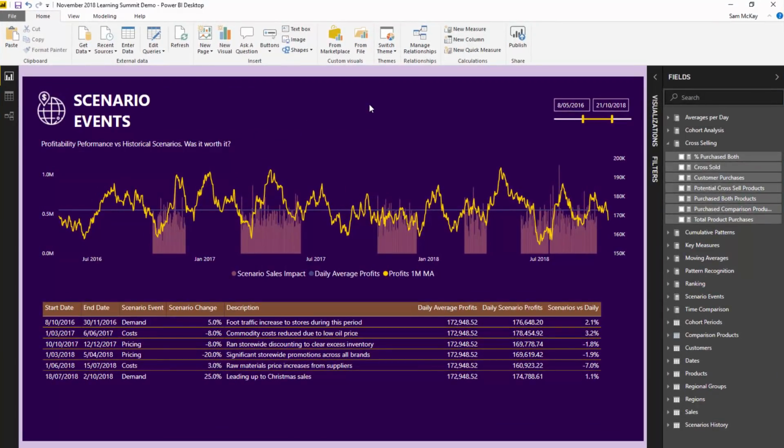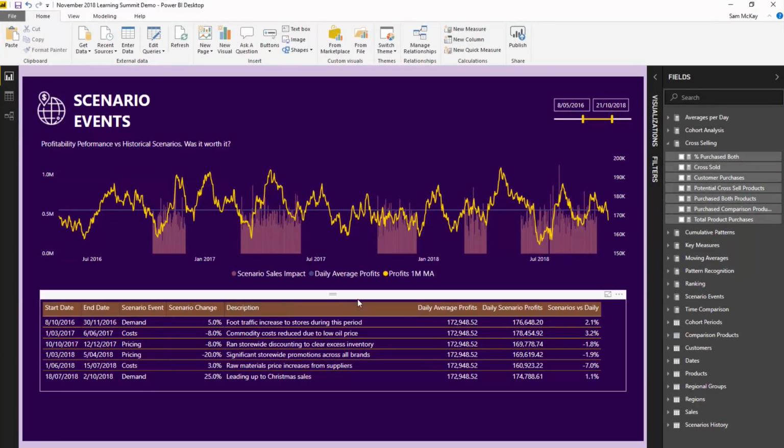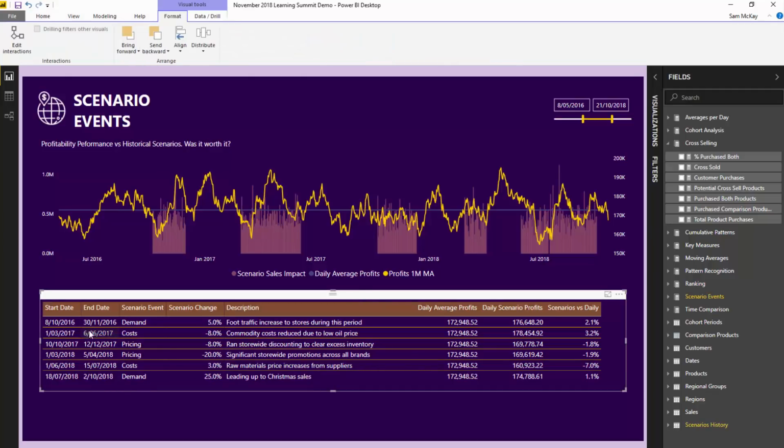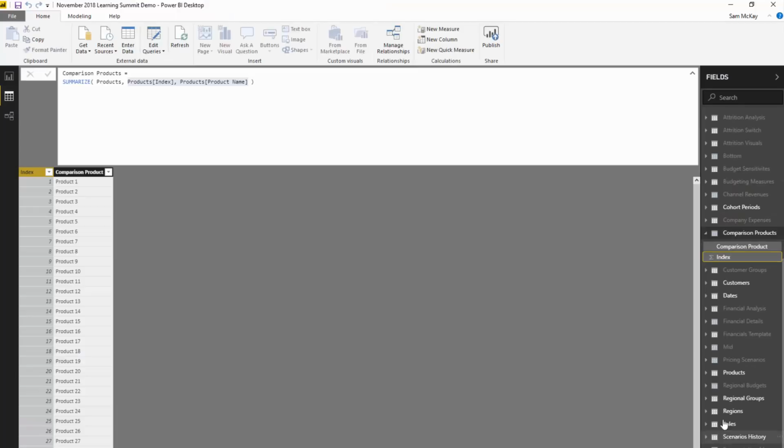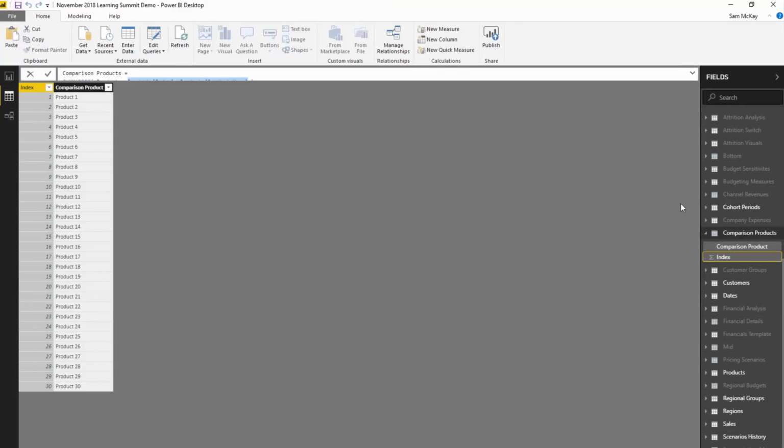Basically, what scenario events are is we want to track events through time. Okay, so I'm just going to jump to the table. I'm going to show you what I mean by this. This is the resource that I'm going through. This is what we'll be going through in the learning site.